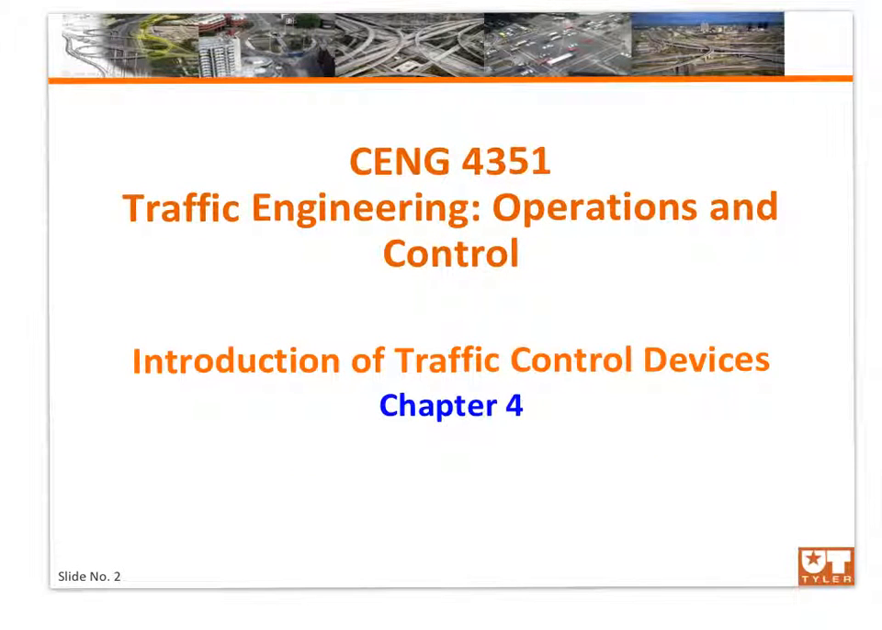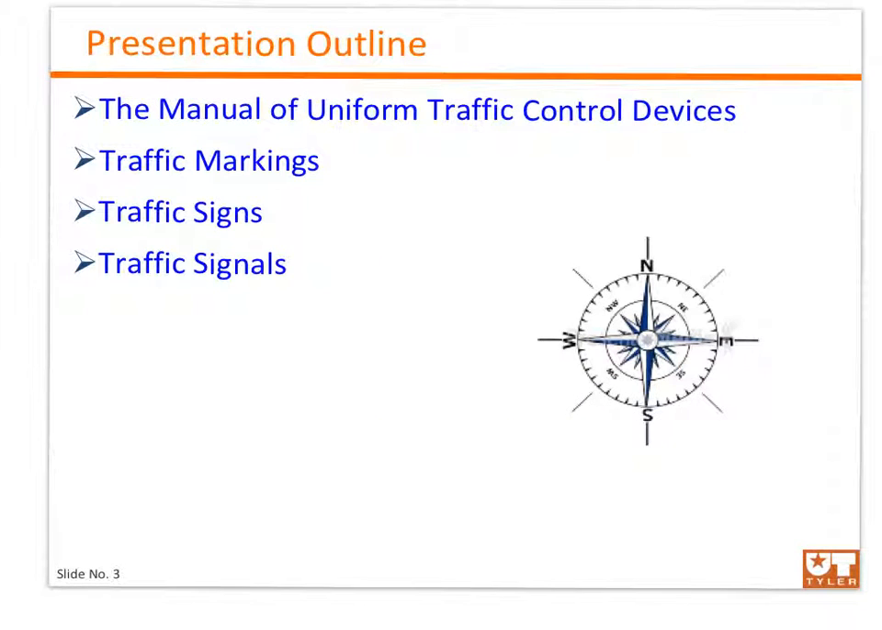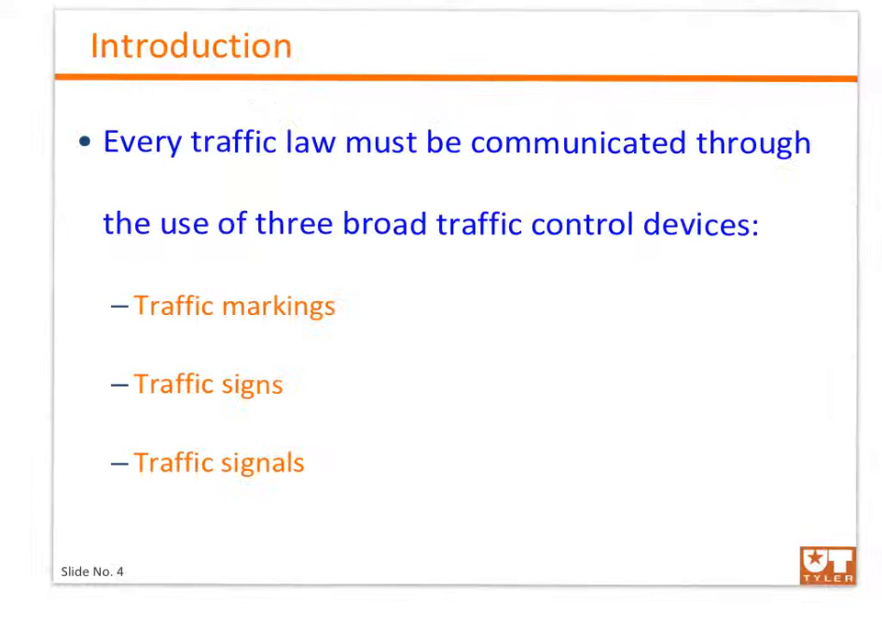Today we will be starting chapter 4. We're going a little bit backward to talk about an introduction to traffic control devices. Basically, in this chapter we're going to try to get to know more about the Manual on Uniform Traffic Control Devices. Also, we're going to talk about three major elements as traffic engineers and how we can interact with drivers. We're going to talk about traffic markings, traffic signs, all the way to traffic signals.